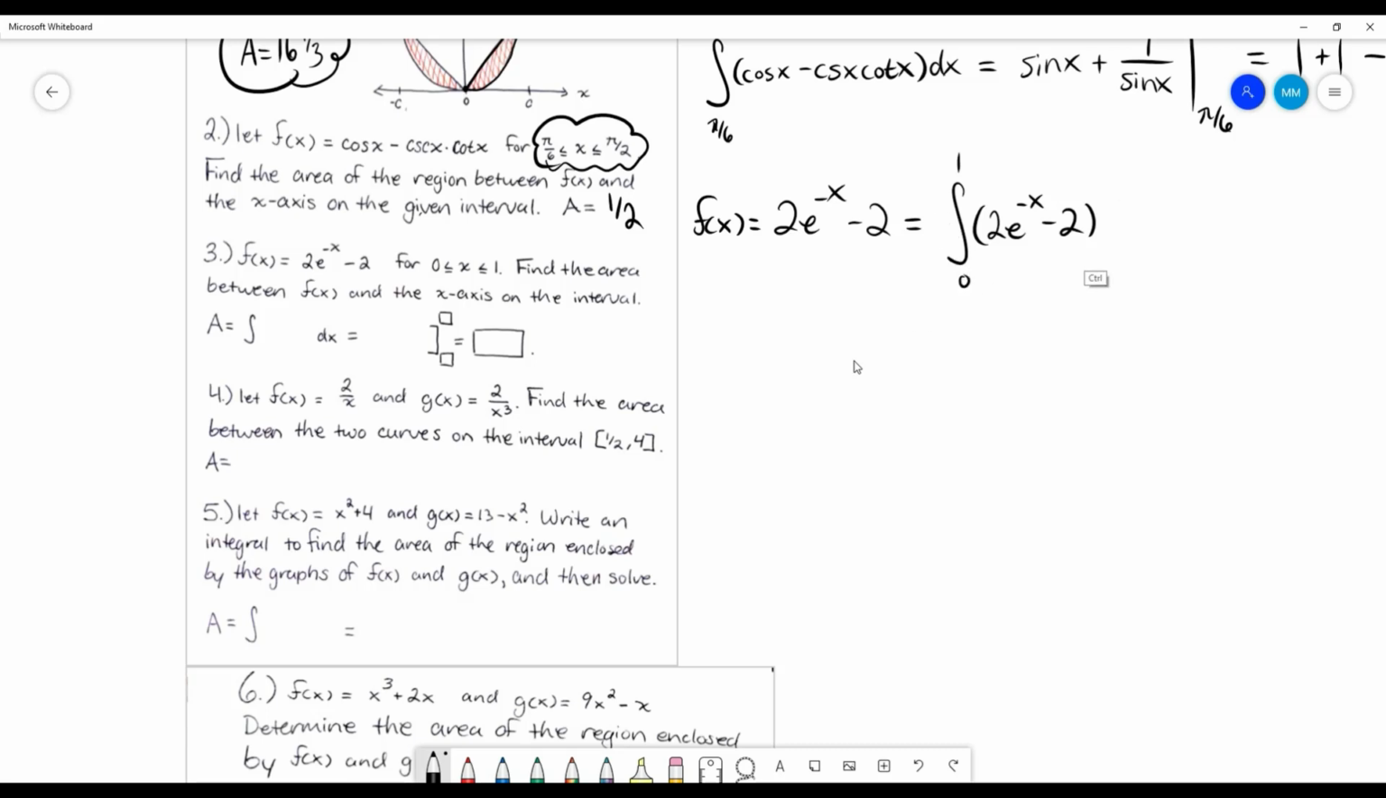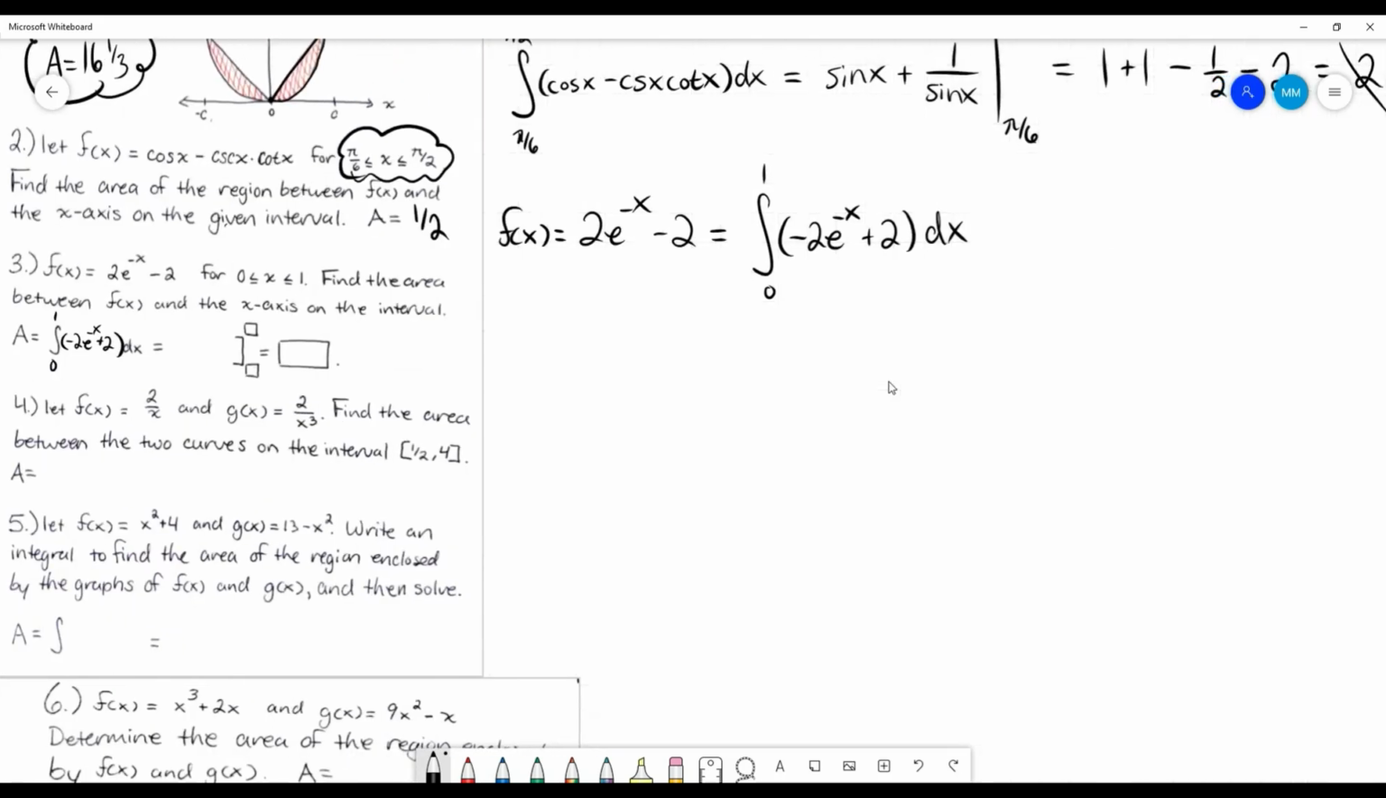So that's going to turn this integral into a negative 2e to the negative x plus 2. And this is what we would write over here. So from 0 to 1, negative 2e to the negative x plus 2 dx. And then we, of course, need to take that integral. And we know our bounds are going to be from 0 to 1.